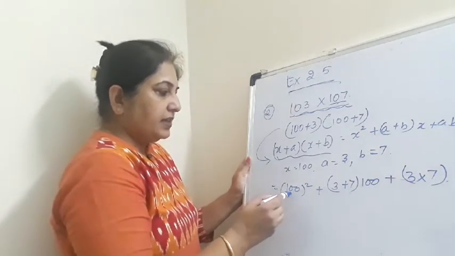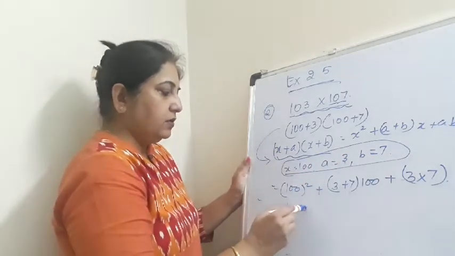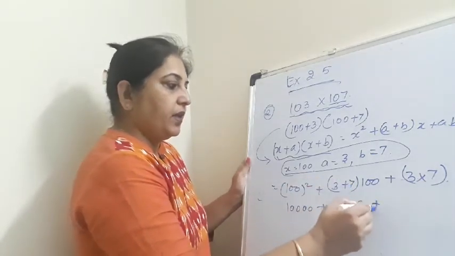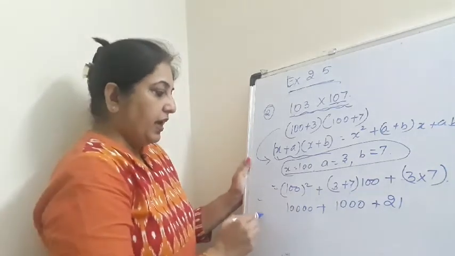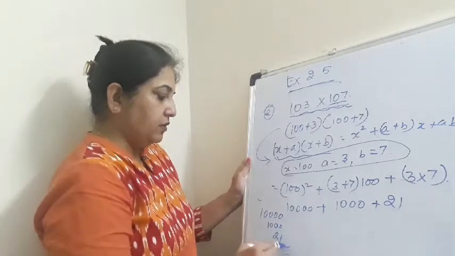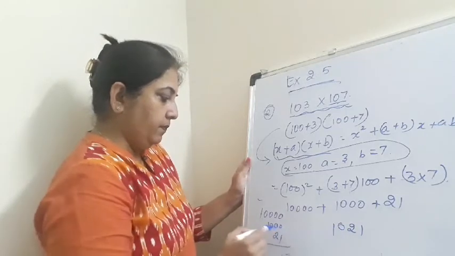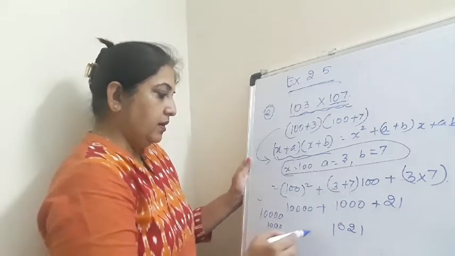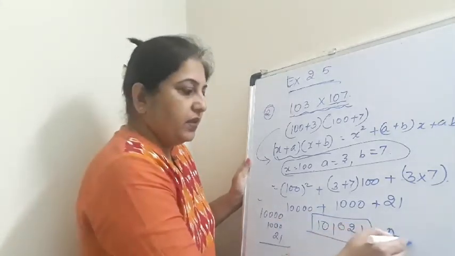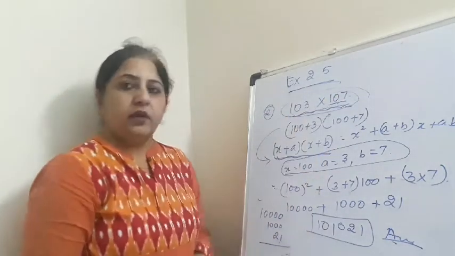So in place of x and a and b, we have replaced all these values. 100 square means 10,000. 3 plus 7 will be 10. 10 into 100 is 1000 and plus 21. So when we add, we get 10,000 plus 1000 plus 21, so the answer is 10,021. So therefore, this is how we use the given identity with the question 103 into 107.